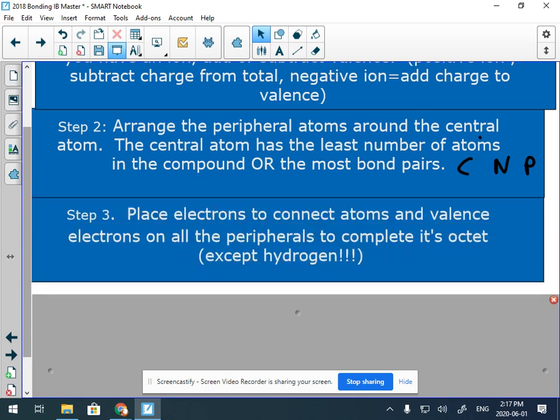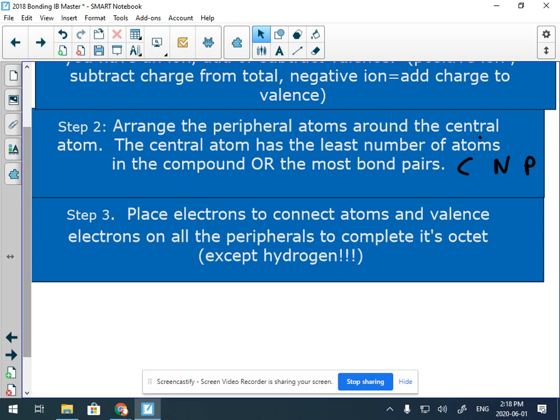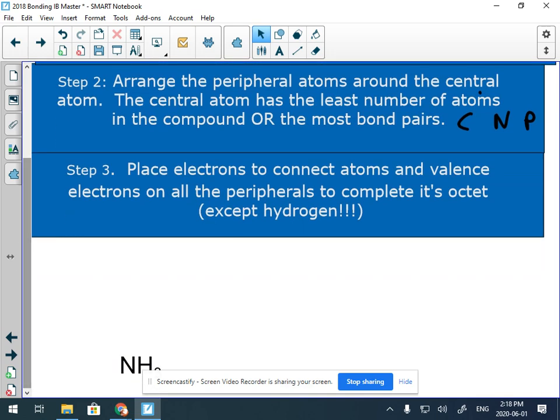Okay. Then what we're going to do is the third step is we connect all of the atoms together. That's what you do first. So you make a bond pair that connects all of the atoms to the central atom. And then anything left over, you make sure you fulfill the octet rule for the atom. So I'm going to do 2 examples that show this. Okay. This is going to take some practice.